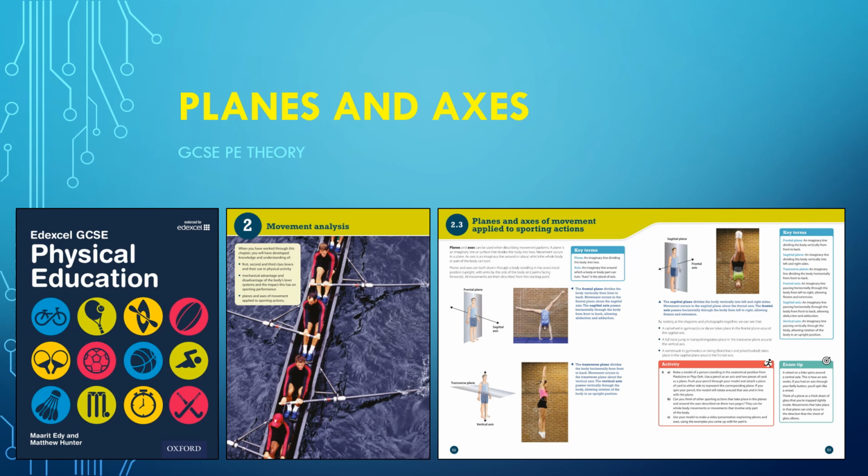out the textbook. For anyone by chance who's not in my PE class who's looking at this, we are following the Edexcel spec. We're looking at chapter 2, movement analysis, planes and axes. We use this Caboodle workbook and it's page 52. So everyone needs to be on around page 52. Okay, so let's get started on our planes and axes.